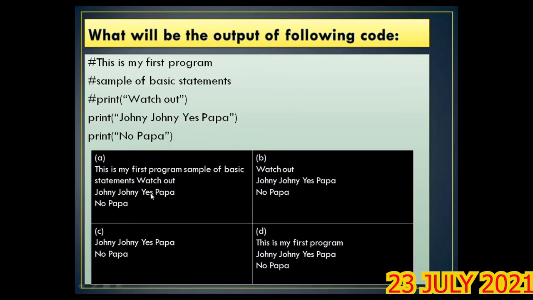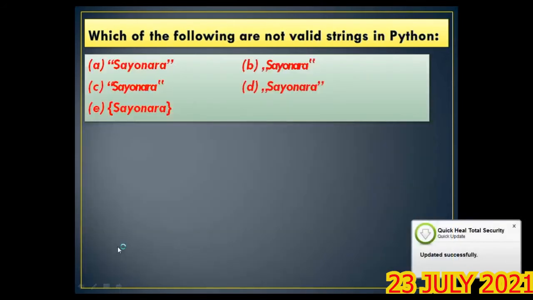Yes? No. Why? In these 3 lines you can see the hash, that is the comments, non-executable statements. Only these 2 print statements are executed. B, watch out, will also not be the output because the hash is there, it will not be considered. Johnny Johnny yes papa and no papa are the only possible solution. C, this is my first program, is also not because it is a comment. Therefore, out of A, B, C, D, your option is C.